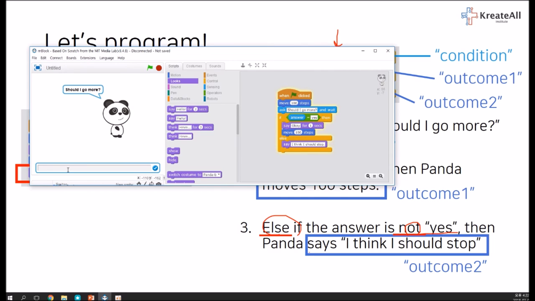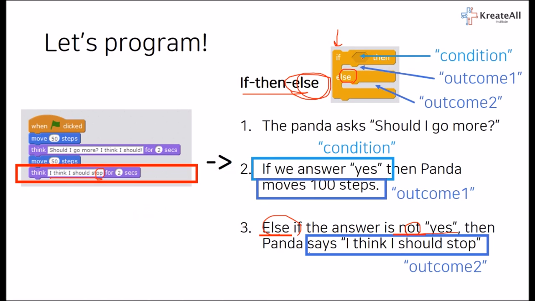And even though it's not a no, let's say I type, I am a panda. It still says, I think I should stop, because the answer we gave was not yes. The panda wants an exact yes to move. So, this was the if-then-else block. How was it? Easy? Or difficult?